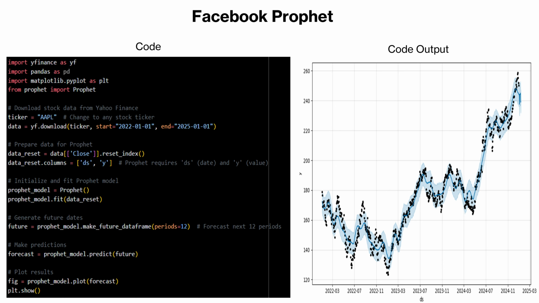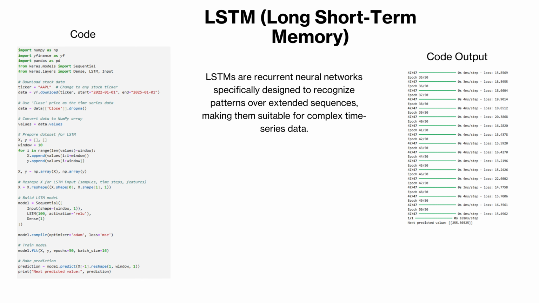behavior and projected trends. This slide shows how an LSTM network, short for long short-term memory, can learn patterns over extended sequences to forecast the next point in a financial time series. On the left, the code first pulls historical closing prices, then chops that series into overlapping 10-day windows paired with the immediately following value. Those windows are reshaped into the three-dimensional format LSTMs require: samples, time steps, features.